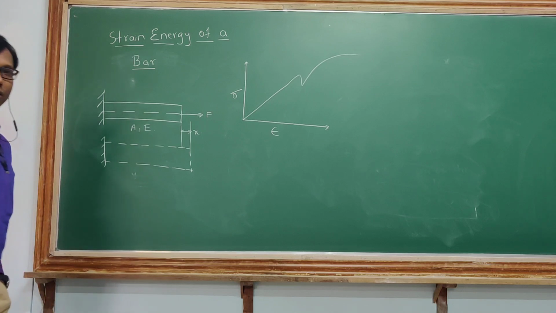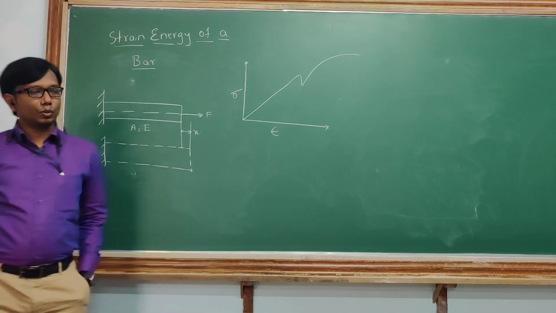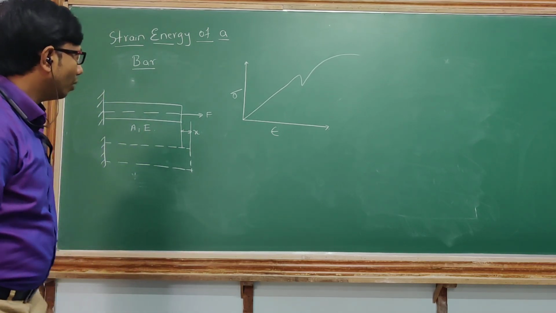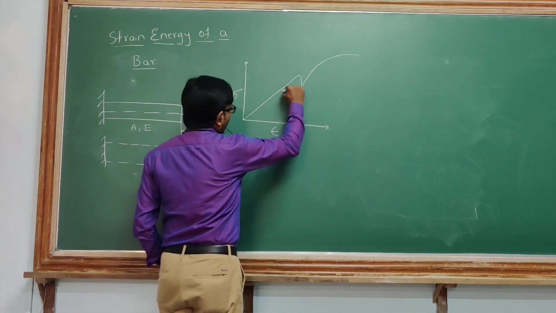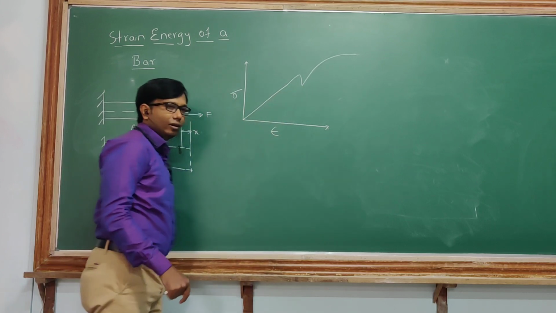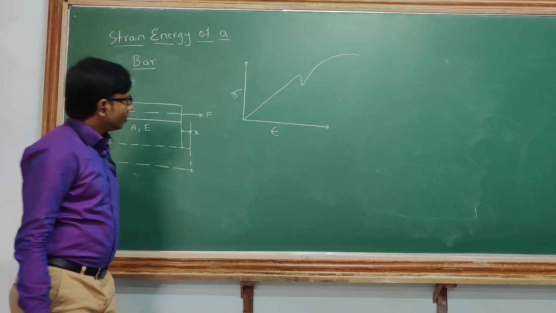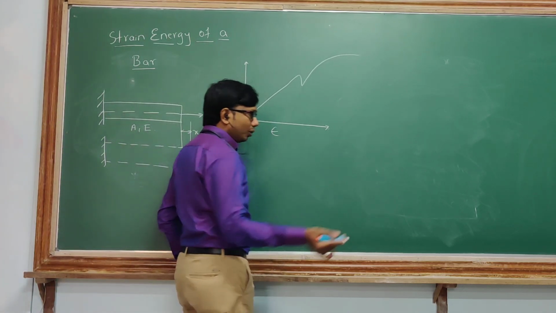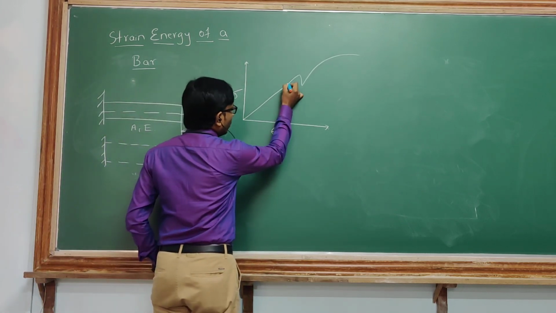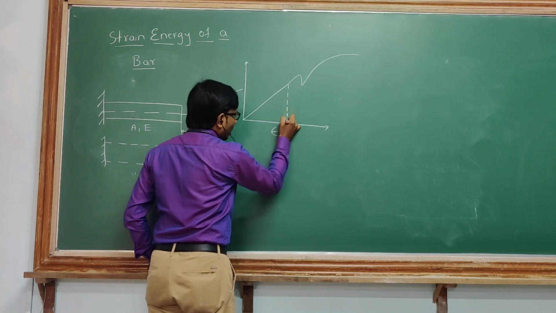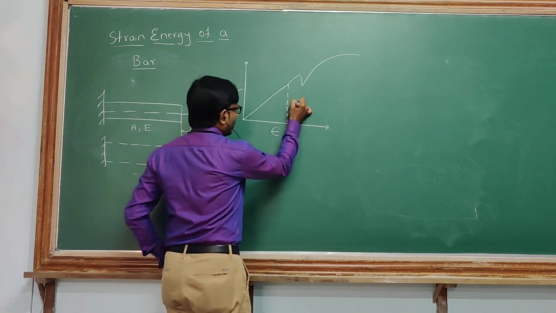As I told you, strain energy exists within the elastic limit. If it goes to the plastic zone, the strain energy will be dissipated from the body. So I will be using this line, the linearity between the stress and strain, and I will try to calculate the strain energy of this particular body. The same thing you did for the spring, we will apply for the bar also. So we just draw a projection line. The x axis will be your strain, the y axis will be the stress.